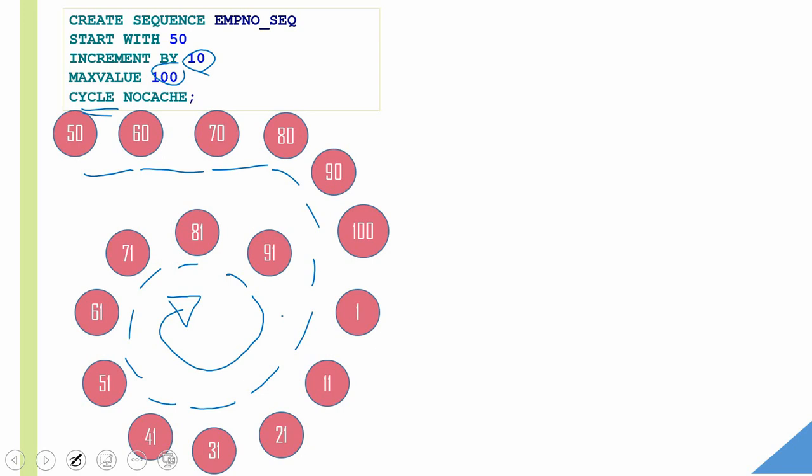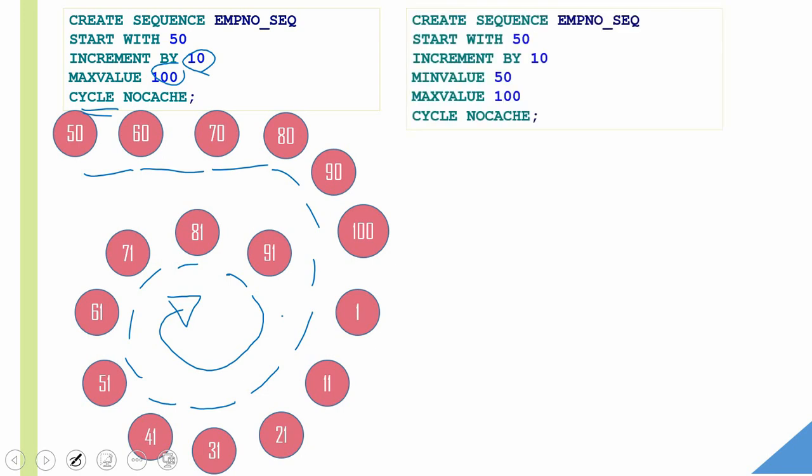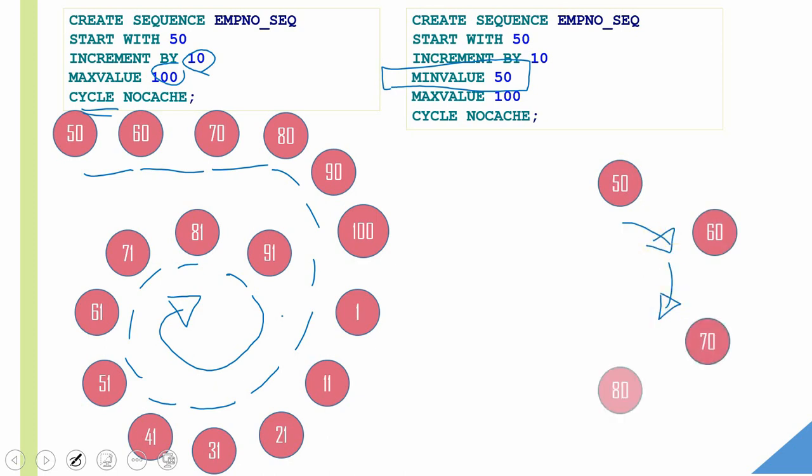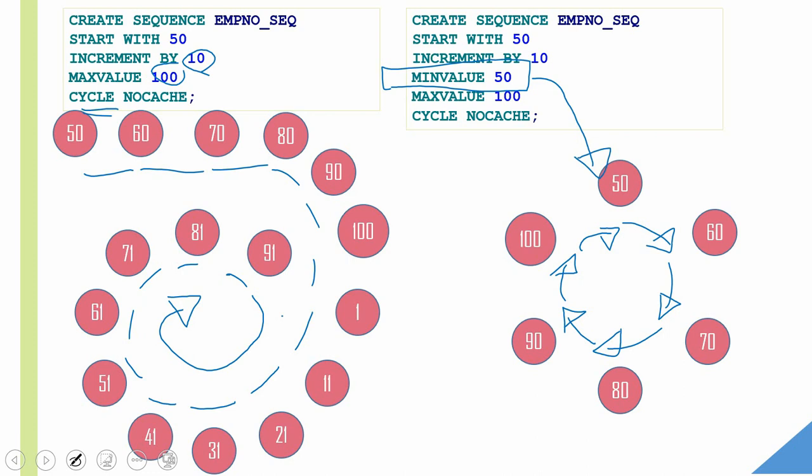Let us slightly change this script to include a min val parameter here. So now we will see what would be the output. So obviously the first time when we call, it will generate 50. The subsequent call would generate 60. The next call would generate 70. The next would be like 80. The next is like 90. The next is like 100. The moment it reaches 100, now this will restart the sequence from 50, because this minimum value and the starting value are one and the same here.